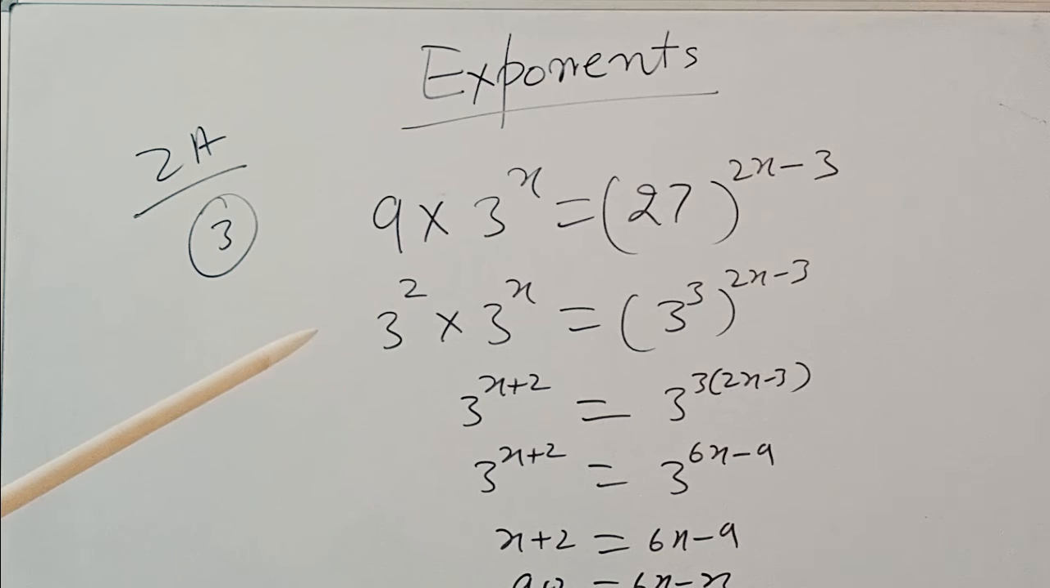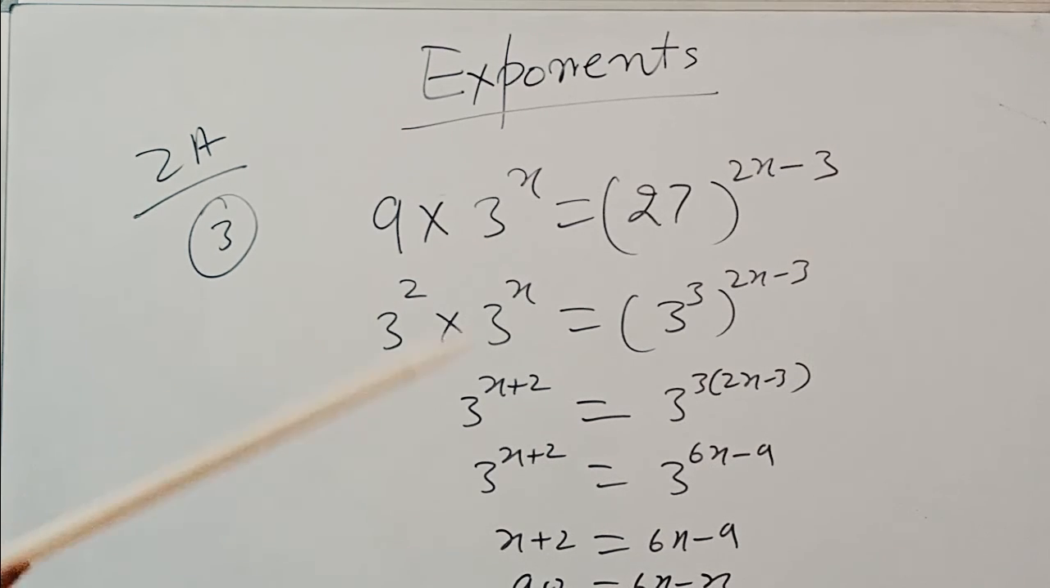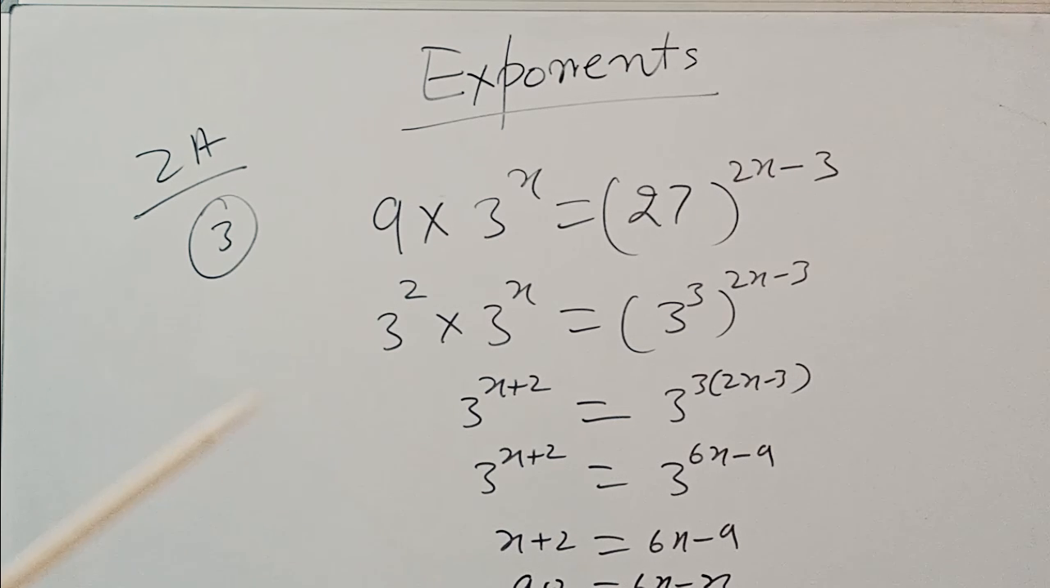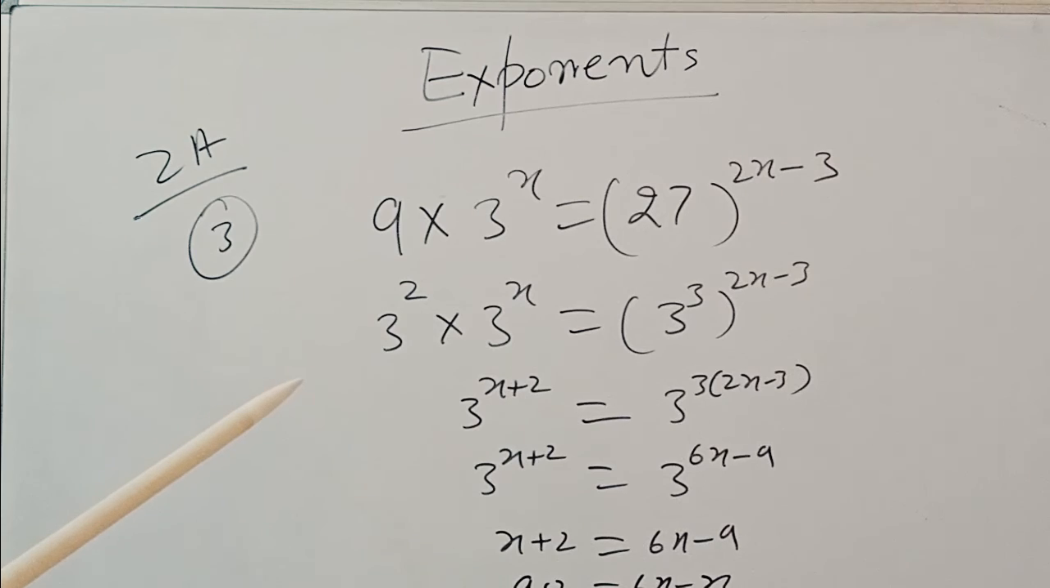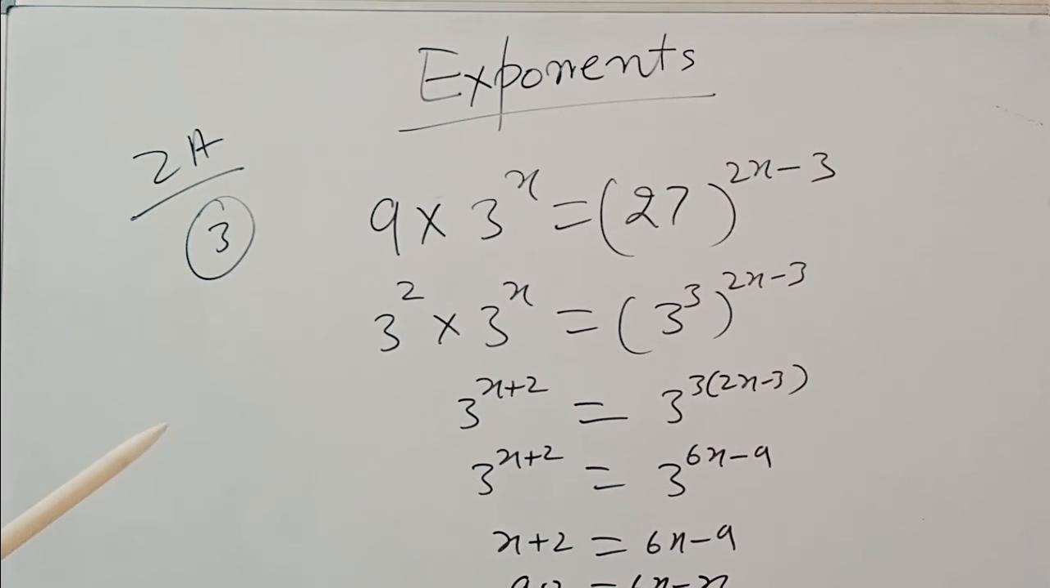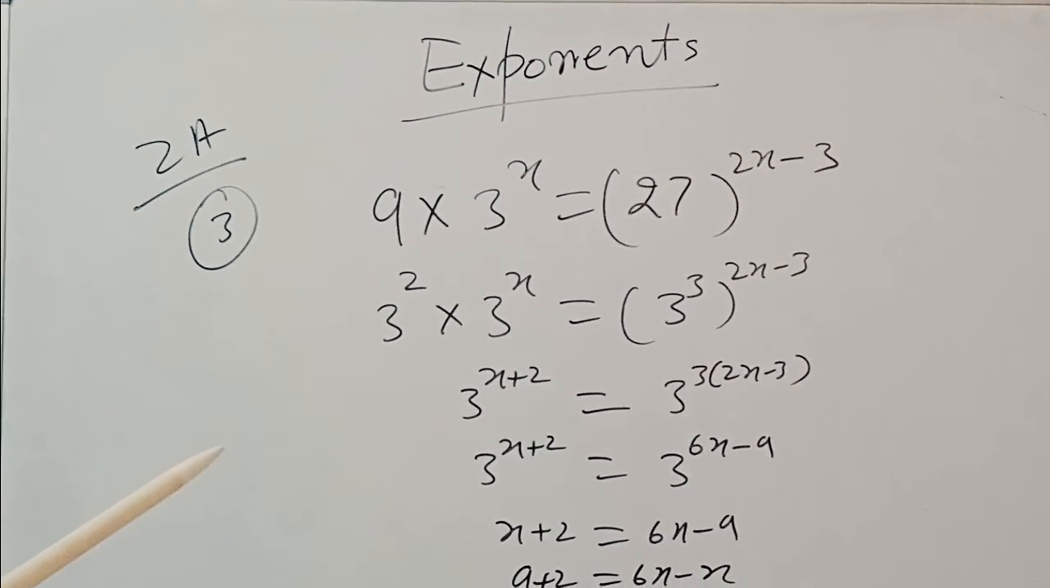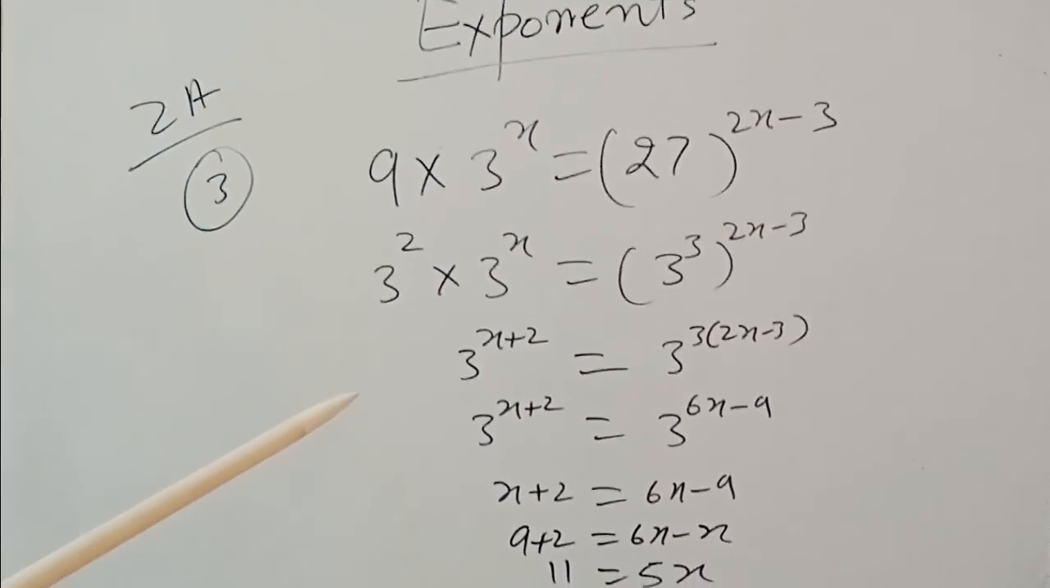On the right hand side we will use the power law, that means the powers will multiply together. So 3 cubed and the whole power 2x minus 3, multiplying together, 3 into 2x minus 3. So what will it give? 3 to the power x plus 2 equal to 3 to the power 6x minus 9.